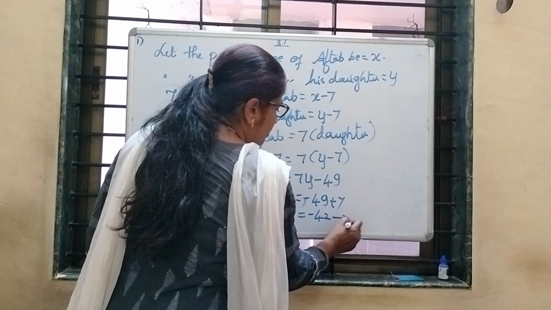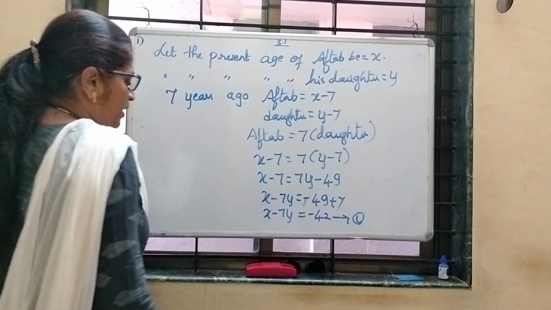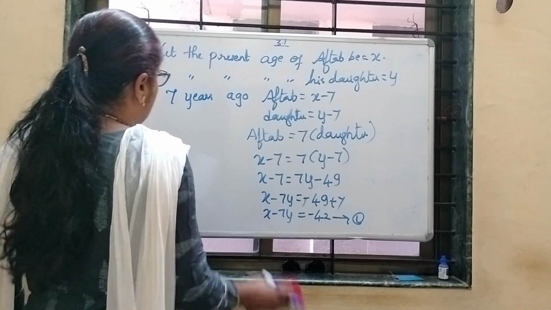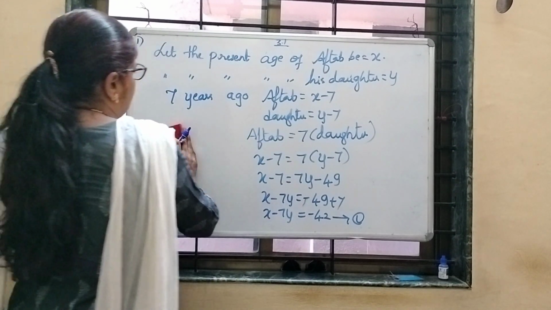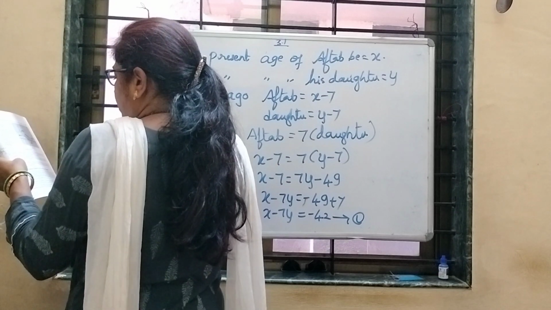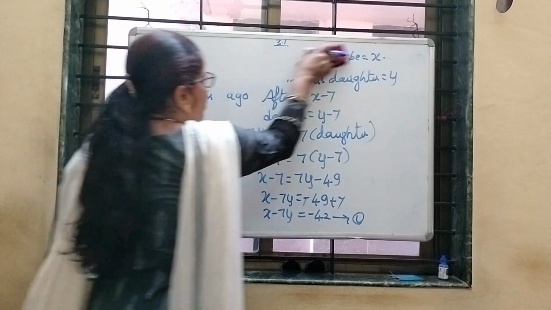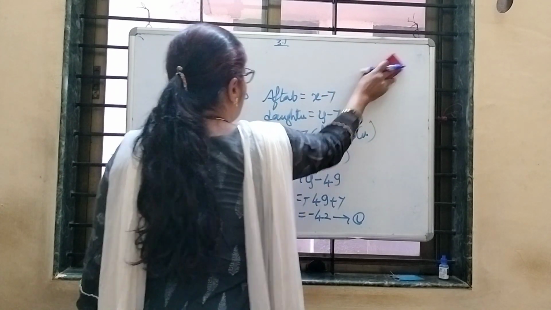This is our equation 1, students. Minus 49 plus 7 is minus 42. This is the equation 1. Next, 7 years ago, that is finished now. Next is 3 years from now. I am going to just change this only. 3 years from now.